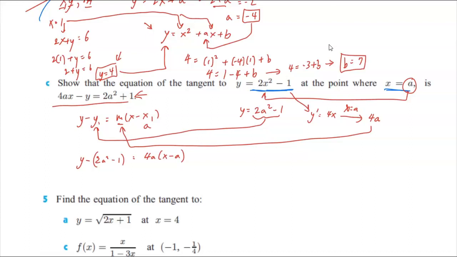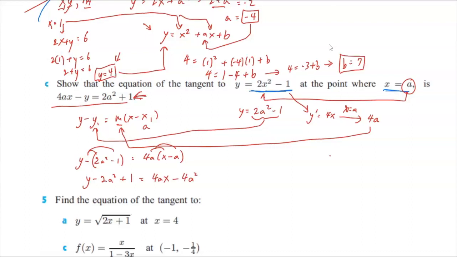Now let's distribute things like the negative sign and distribute the 4a. So we have y minus 2a squared plus 1 equals 4ax minus 4a squared. First thing I notice when I simplify this is I have an a squared term on both sides. I'm going to add 4a squared to both sides. Add 4a squared, add 4a squared. As a result, now I'll have y plus 2a squared plus 1 equals 4ax, period.